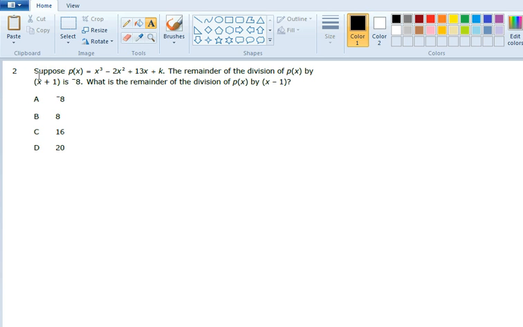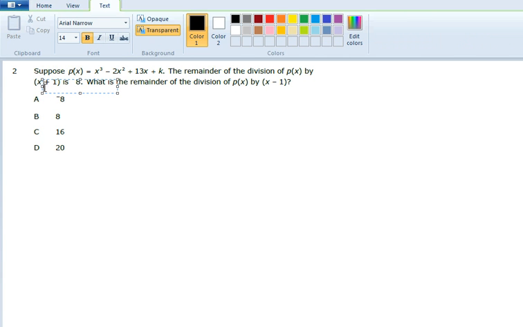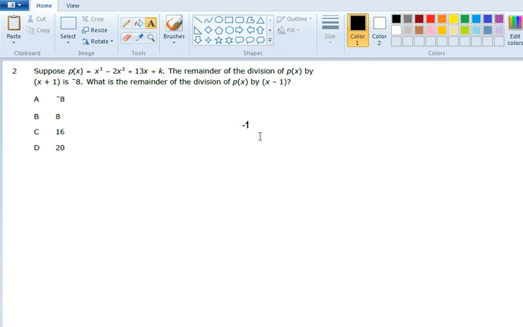tells us that if we plug in the root associated with this divisor, the root of the divisor, then it would give us the remainder. So what would be the root of this divisor? Well, x plus 1, so we know that's going to be negative 1. Okay? So we're going to take this negative 1, sub it in here for x, and this whole thing is going to be equal to negative 8.